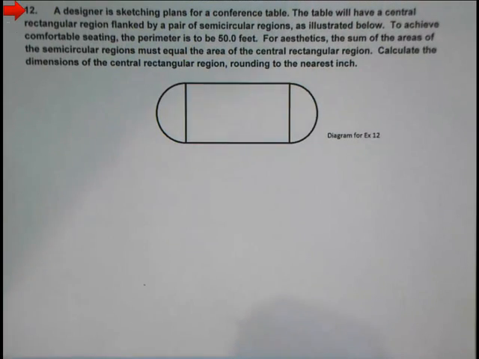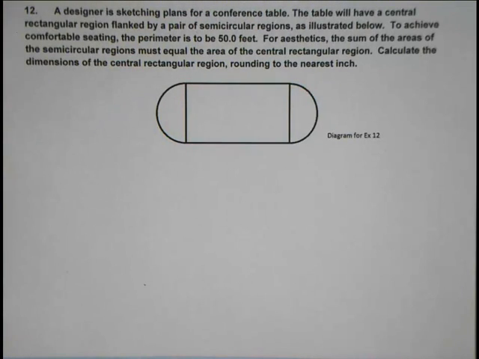Exercise number 12. A designer is sketching plans for a conference table. The table will have a rectangular region flanked by a pair of semicircular regions, as illustrated. To achieve comfortable seating, the perimeter is to be 50 feet. For aesthetics, the sum of the areas of the semicircular regions must equal the area of the central rectangular region. Calculate the dimensions of the central rectangular region, rounding to the nearest inch.